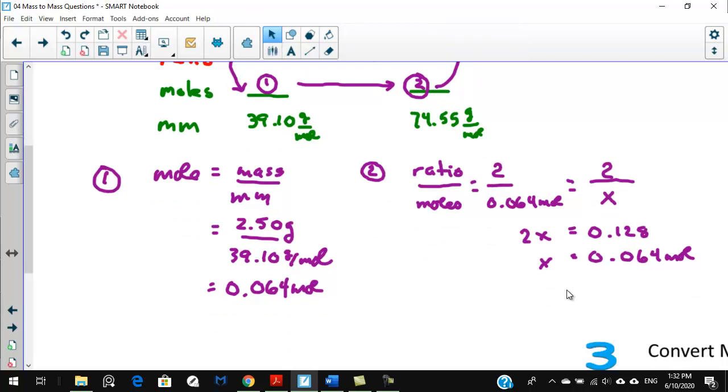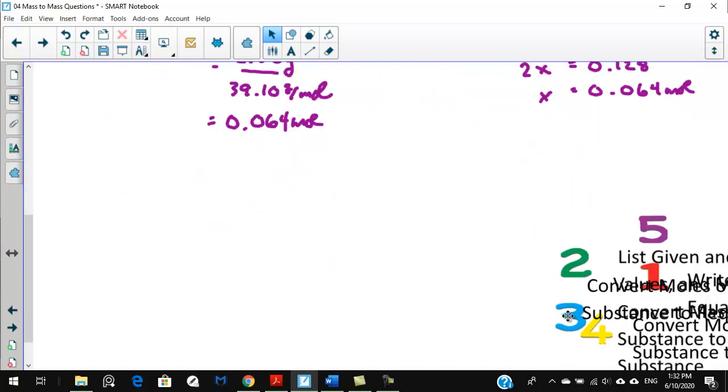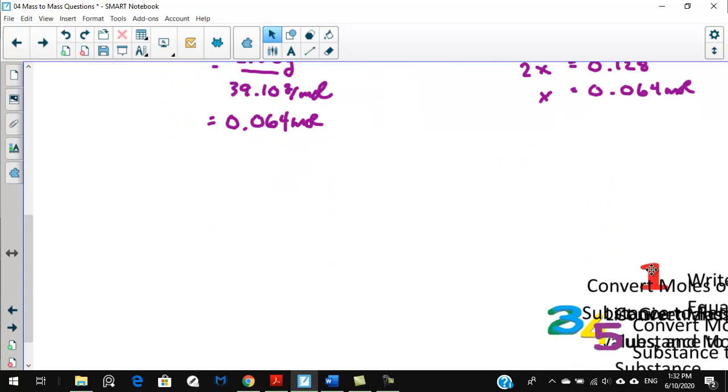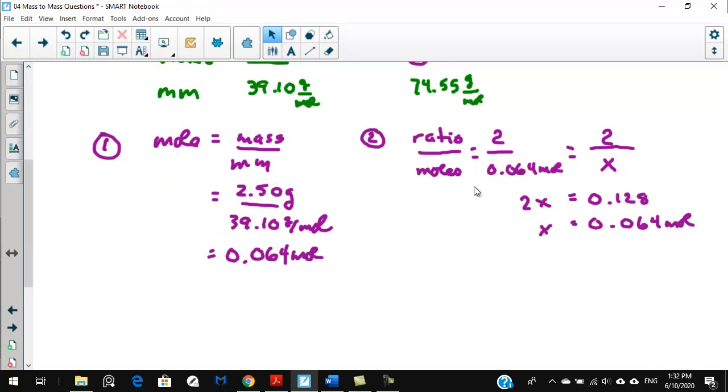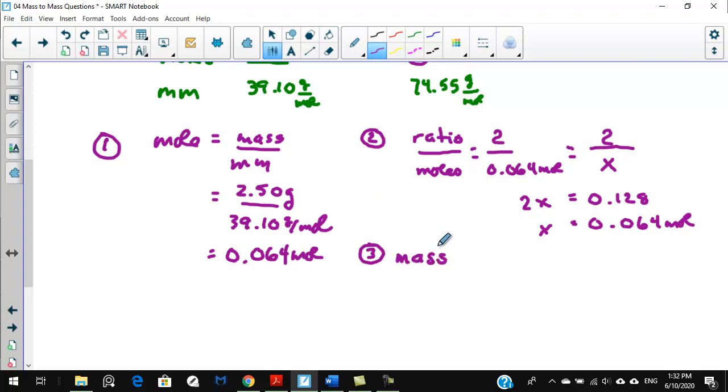Now finally, we were asked to find out what mass we were going to make in the end. So we have to solve for number 3, which is we need to know the mass of potassium chloride. So that again goes right back to our formulas. We're going to do step number 3 here. Just grab a pen. In step number 3, we want to find mass. And if we look at our formula list, mass is equal to molar mass times the number of moles.